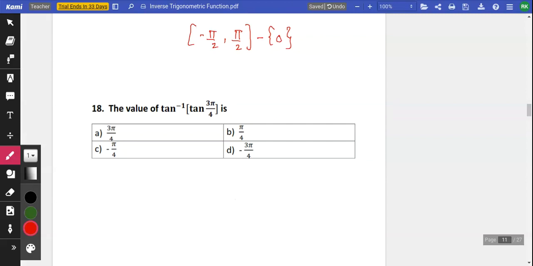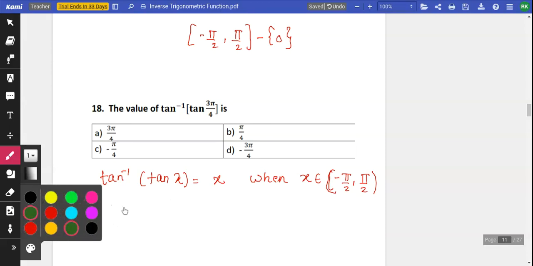In 18 question, find the value of tan inverse tan 3 pi by 4. Tan inverse tan x is equal to x when x belongs to minus pi by 2 to pi by 2. Basically, 3 pi by 4 does not lie in the range of minus pi by 2 to plus pi by 2.